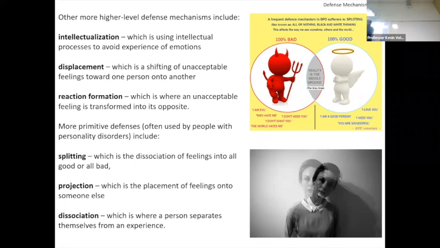Displacement, which is shifting an unacceptable feeling toward one person onto another. You know what this is? Like, let's say your boss really pisses you off at work, they do something that really bothers you, but you can't express that to your boss. That makes you anxious. So what you do is you go home and you're all pissy to your roommate, right? That's displacement.